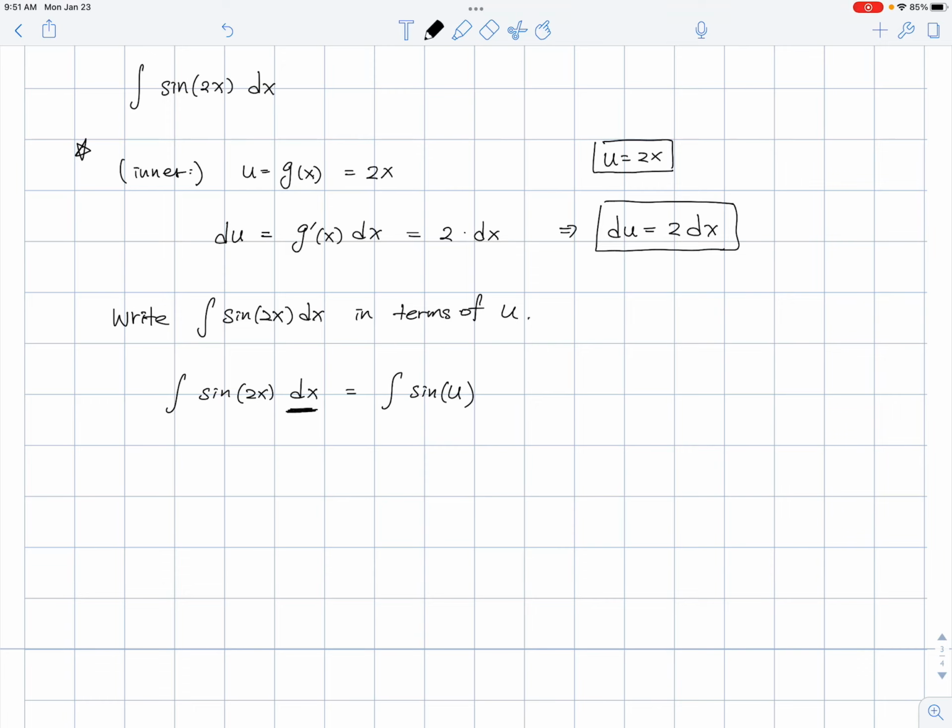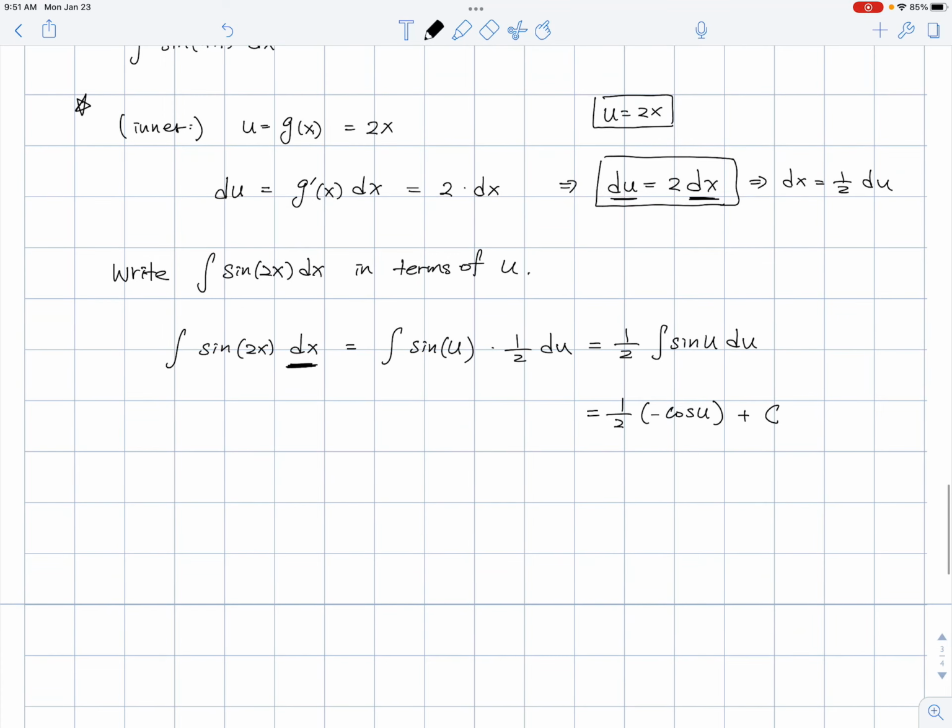What happens to dx? Du equals 2 dx. So what does that say? That says dx is equal to 1/2 du. So with 1/2 du, you can pull the constant out. Now you can apply the basic integral formula, and then you have 1/2 times negative cosine u plus c. But in the end, don't forget that you need to write the u back in terms of x. So this is negative 1/2 cosine of 2x plus c.